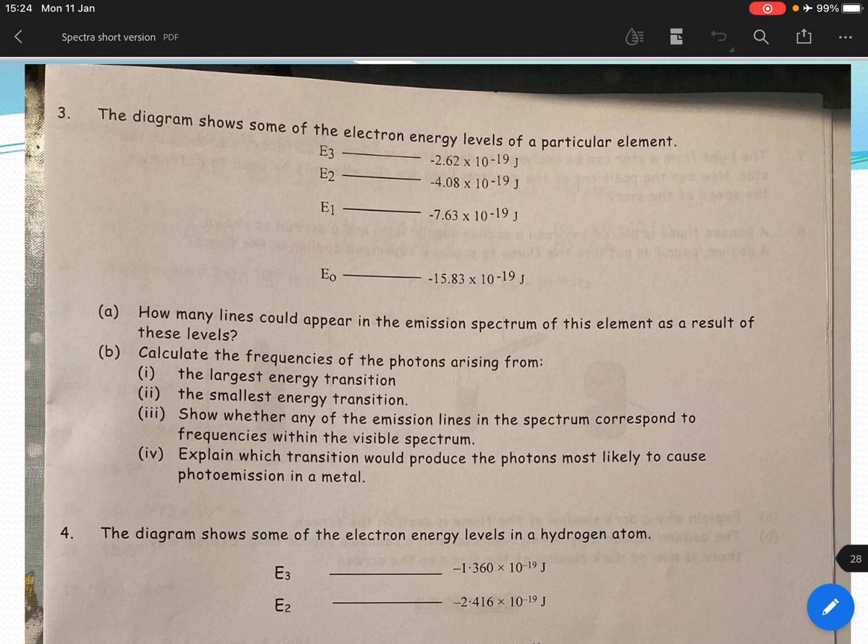Show whether any of them correspond to frequencies within the visible spectrum. So if you go back to page 10 in your notes, where you've got your approximate wavelengths of blue, green and red light, you're going anywhere between about 490 and 700 nanometers is visible. Okay, maybe even 400 up to 700 is visible. So you have to work out whether any of them fall in that range, so you'll obviously have to work out what that is as a frequency, and then work out whether any of that falls within the range.